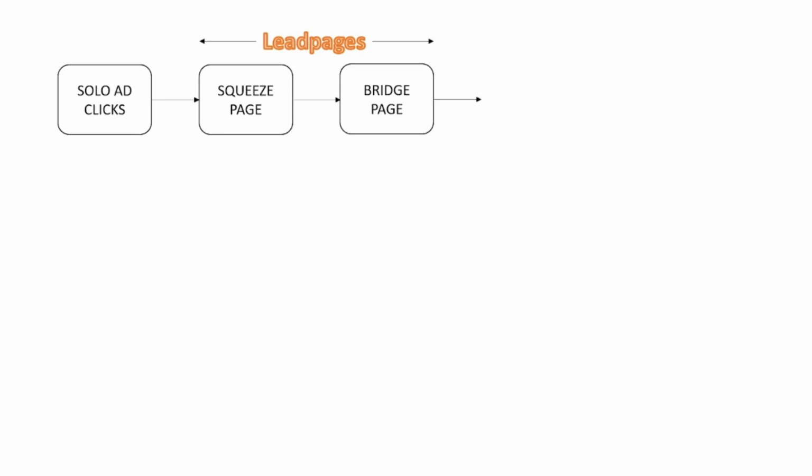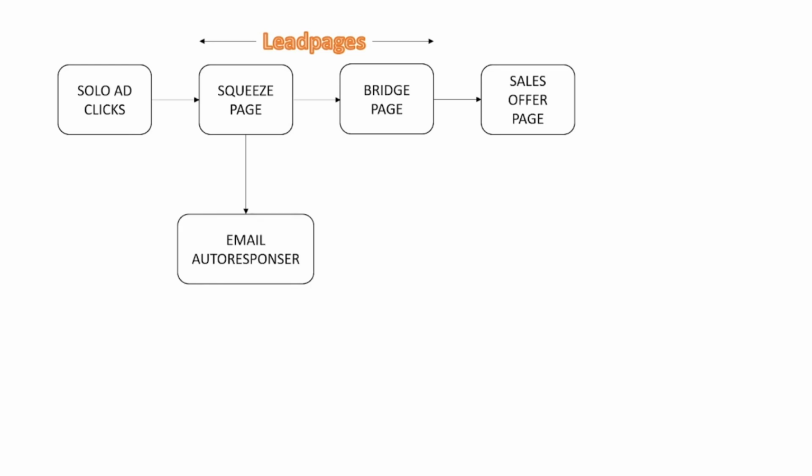So after the bridge page, they'll be brought to 2 different steps simultaneously. Number 1, they will be brought to the sales offer page, which namely is the respective affiliate offer that you are trying to promote. After these people have given you their information like their first name and email address, they'll be entering into your respective email autoresponder. Alright, and that is where AWeber, Getresponse or System.io will come in.